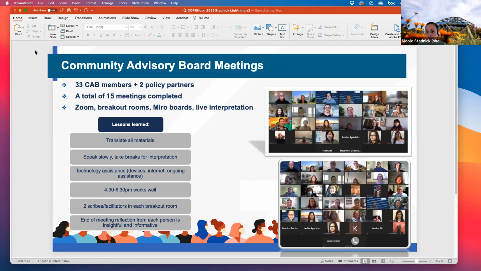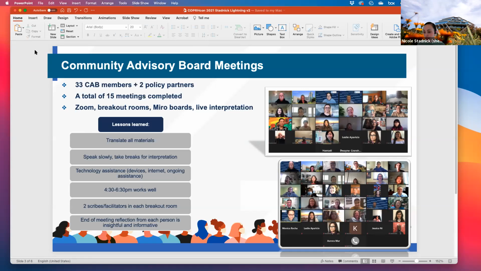So going forward, I'll tell you a little bit more about our community advisory board meetings and groups. Through our Global Action Research Center partners, we have identified and convened 2 community advisory boards. They include 33 members across both groups, including 2 policy partners at the district level to help with identifying what kind of local policy we can infuse into our programming. And we've completed a total of 15 meetings over the past about 6 months, all virtual.